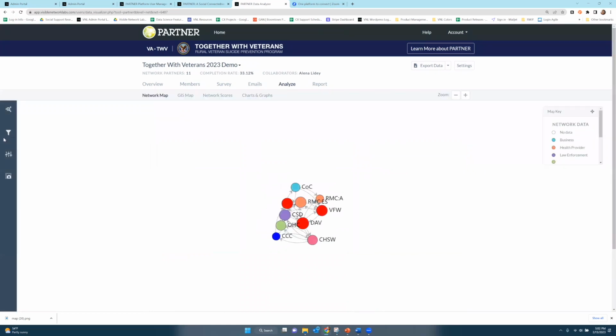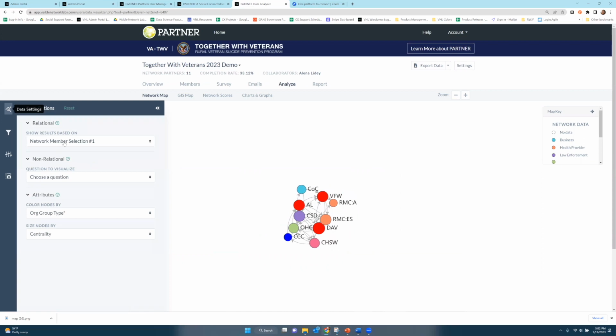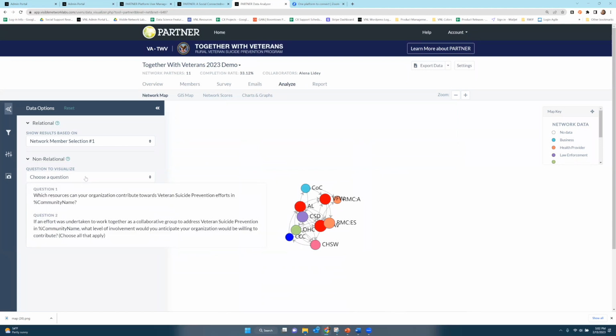So in the network map area, I mentioned that you're able to show relational questions, and these are any questions that were asked of an organization and their partners. And then we have what's called non-relational questions. So again, those single choice, multiple choice, or open-ended questions. Here you're able to select a single choice or a multiple choice question that you would also like to show on the map.